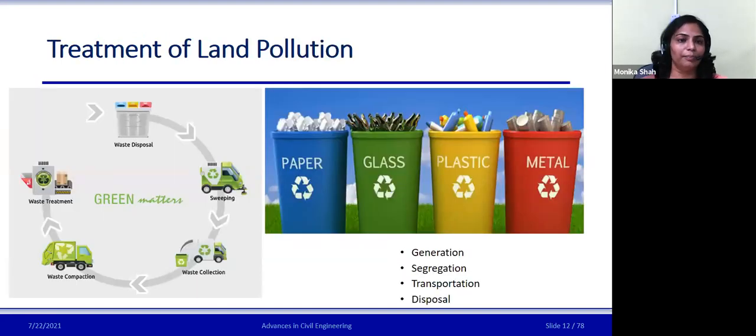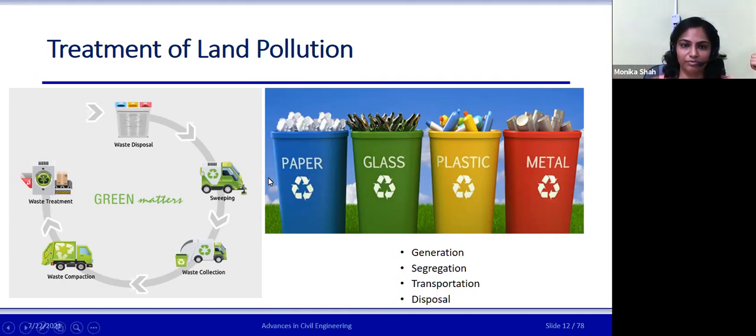For the treatment options in the case of land pollution, we have different options. From the collection itself, we can reduce, or we could generate less solid waste. If we generate less waste, then we definitely reduce the waste. After that, if we segregate the waste properly at the source of generation, that leads to a better place for disposal.